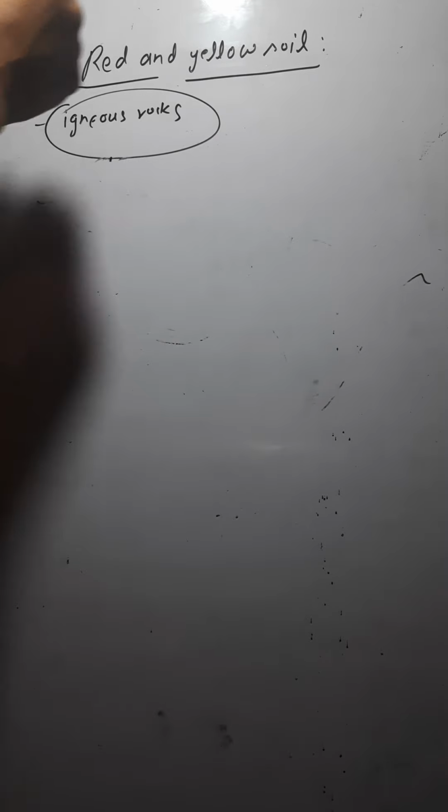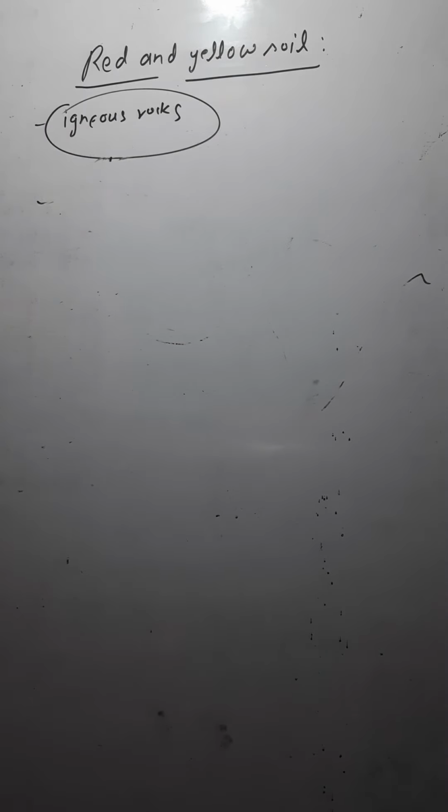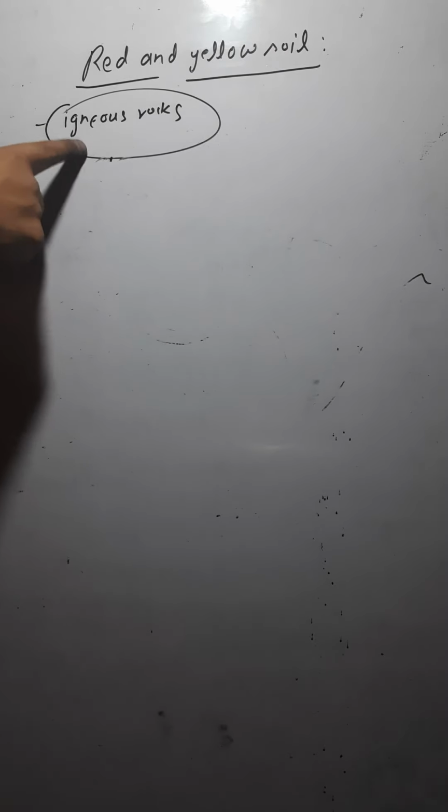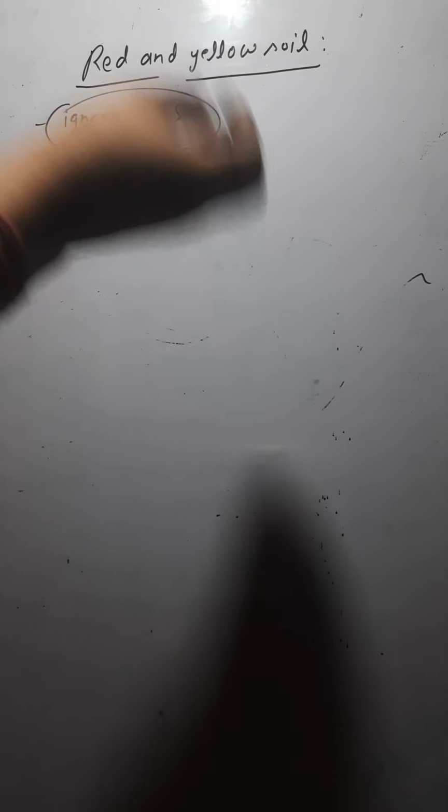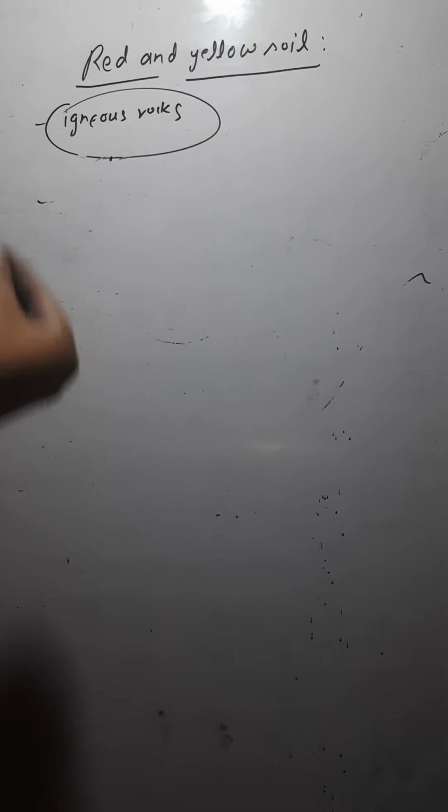Now the question is, why is this red color there? This red color is due to the diffusion of the iron content, because iron is present in the igneous rock. So when it diffuses, the color of the soil becomes red.